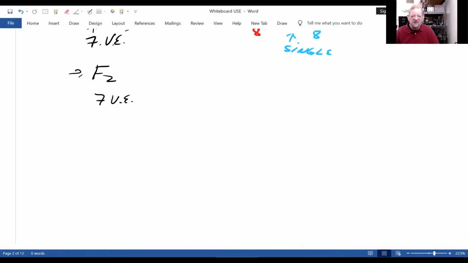I assume everybody's done. Let's do this. This fluorine has 7 valence electrons. This fluorine has 7 valence electrons. And this one has 1 unpaired. This one has 1 unpaired. They share, and this is how you do it. And you notice each one has an octet.